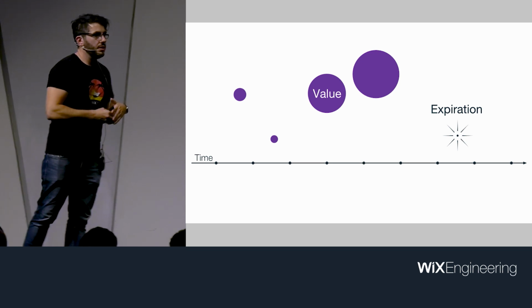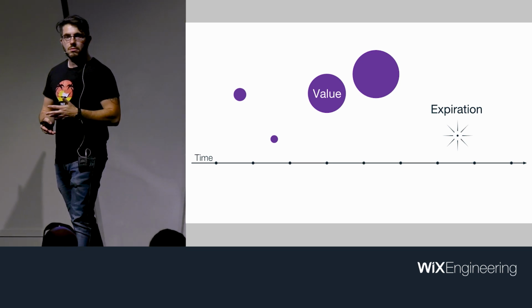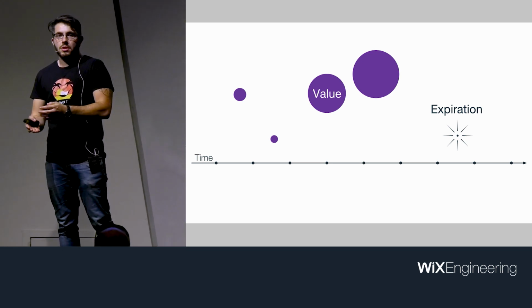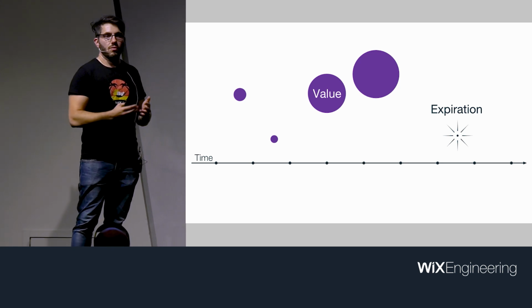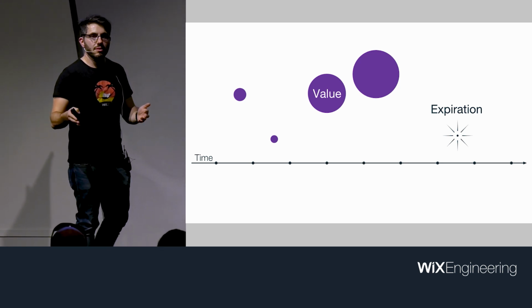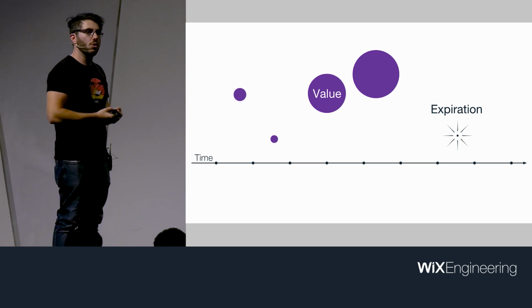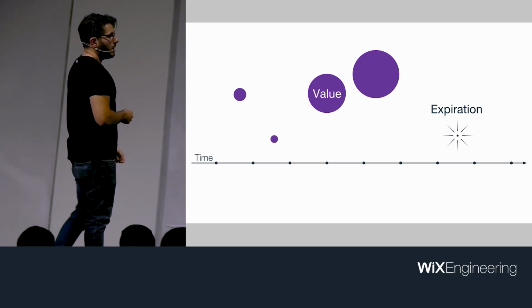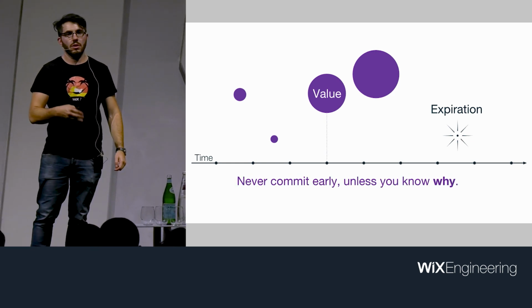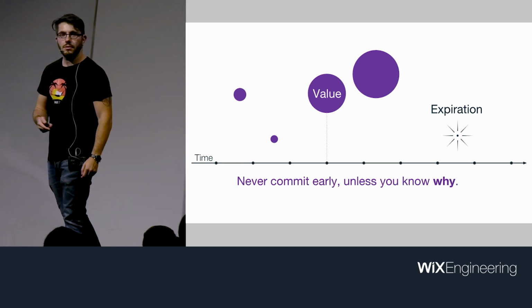The second principle is that each option expires, right? Each option has a condition, it may be a date or whatever, that once it passes, this option becomes unavailable to us, and we can no longer utilize it. And the third principle is that you should never commit early unless you know why.